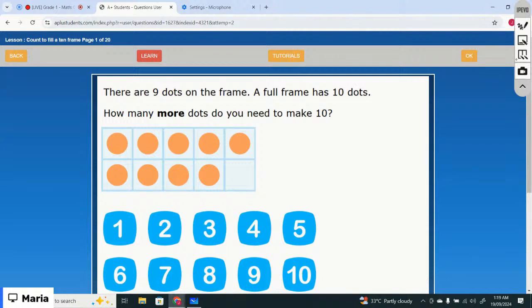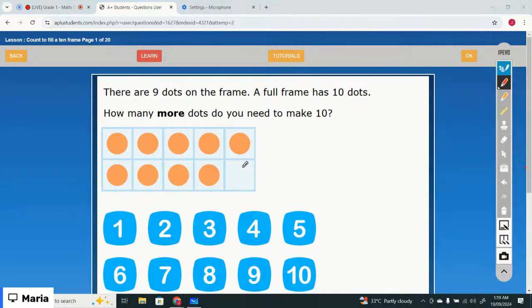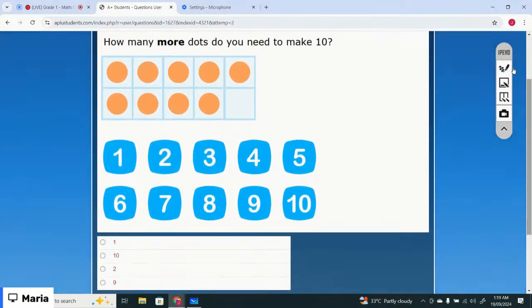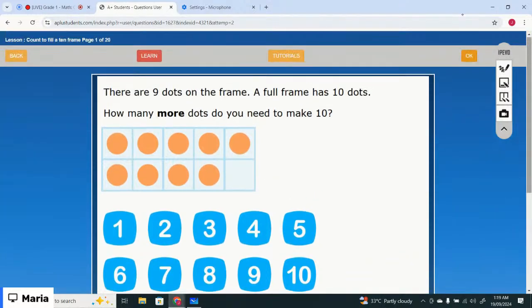You already have 9 dots, right? You need to count those blank spaces. So you have only one space that is blank. That means if you have one more block, then the frame is full. You have complete 10 blocks, right? So that is 1. 9 and 1 makes 10. Got it? You need one more block, one more dot.